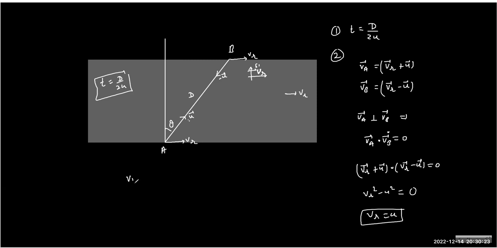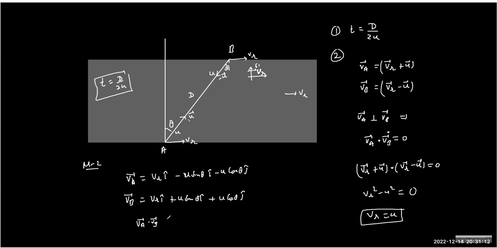The other way of solving is like this. VA equals VR I cap, and then because U is given, listen carefully, I can write minus U sin theta I cap and minus U cos theta J cap. This is VA. What is VB? VR I cap plus U sin theta I cap and plus U cos theta J cap. What next? These are mutually perpendicular. So now I can also write VA dot VB. And because you know how to do this calculation, you will get the same answer the way you proceed. It doesn't matter.